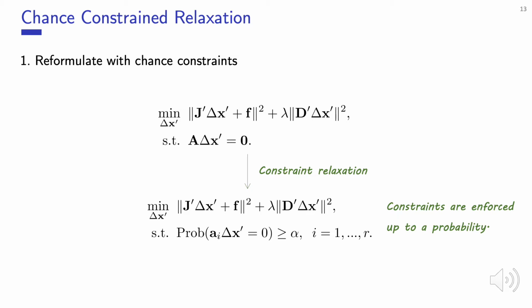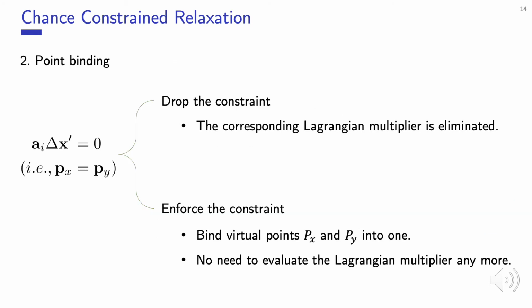Therefore, we propose to solve the problem with chance-constraint relaxation, where the equality constraints are enforced up to a probability. If we drop out a constraint, the corresponding Lagrangian multiplier will be eliminated. If we enforce the constraint of 2 virtual points, we bind them into one, so that the equality is always satisfied, and there is no need to evaluate the Lagrangian multiplier anymore.